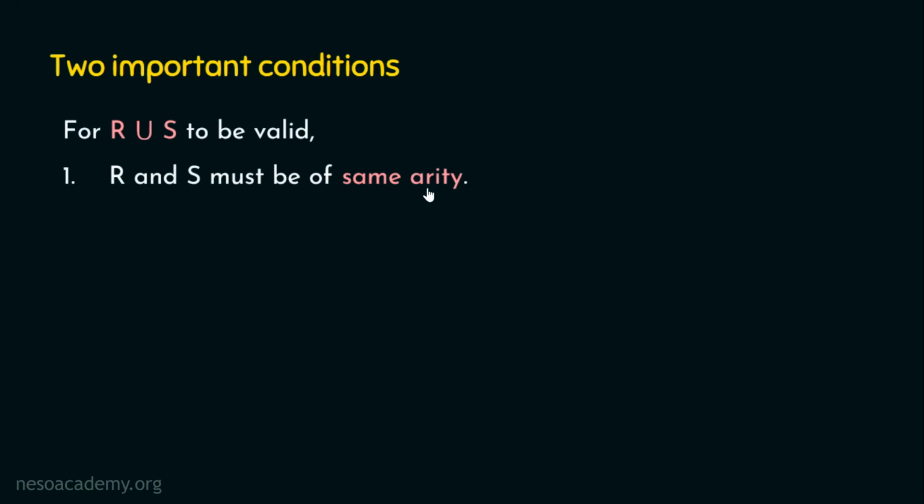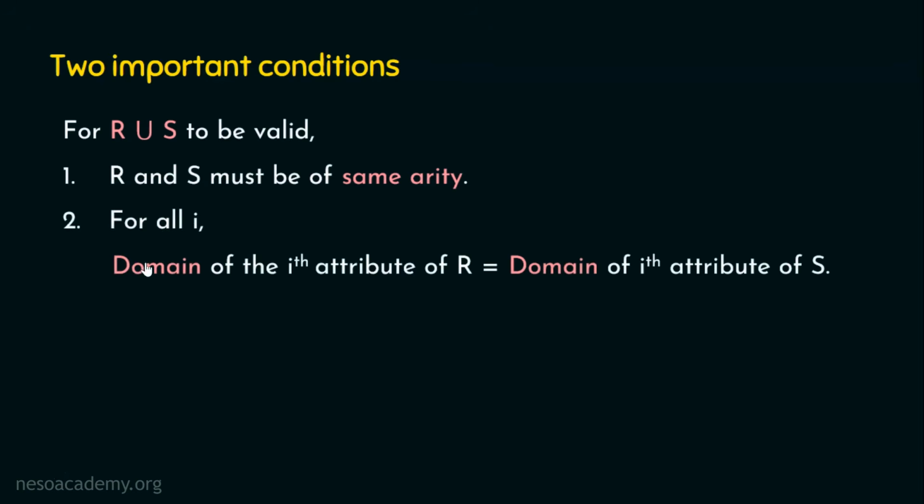For example, if the relation R contains 10 attributes and the relation S contains 5 attributes, R union S is not possible, because the first condition is that the number of attributes in R and S must be the same. If the number of attributes match, can we directly perform R union S? No, we cannot. The next condition is for all i, the domain of the ith attribute of R should be the same as the domain of the ith attribute of S.